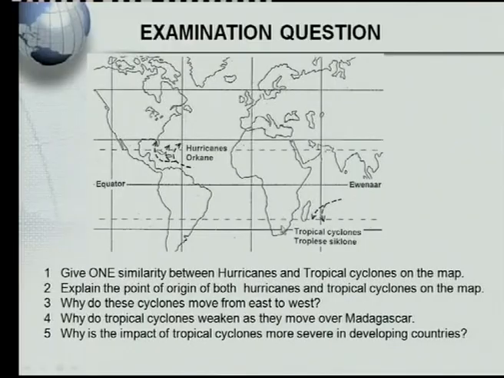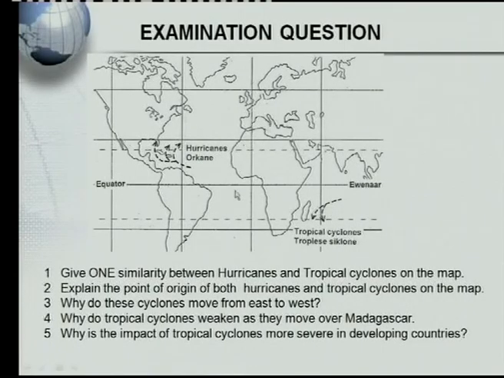Here around about Madagascar, they call them cyclones. In Australia they call them willy willies. In the east they call them typhoons. People, it's the same thing. It's just their local name for it. So now the question is, what is the similarity between that and that?